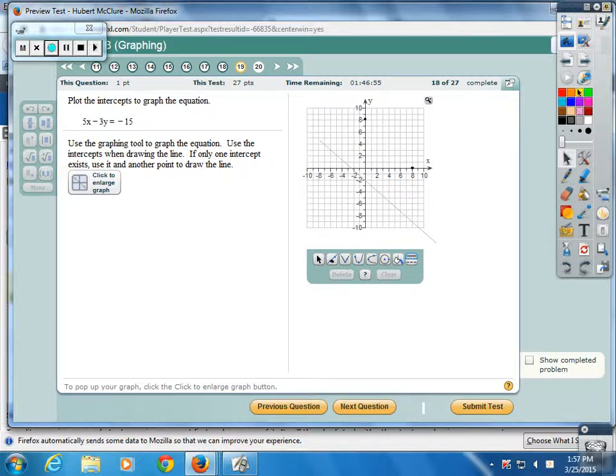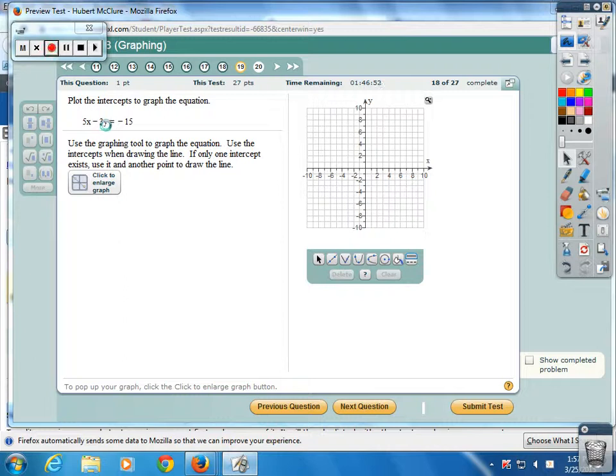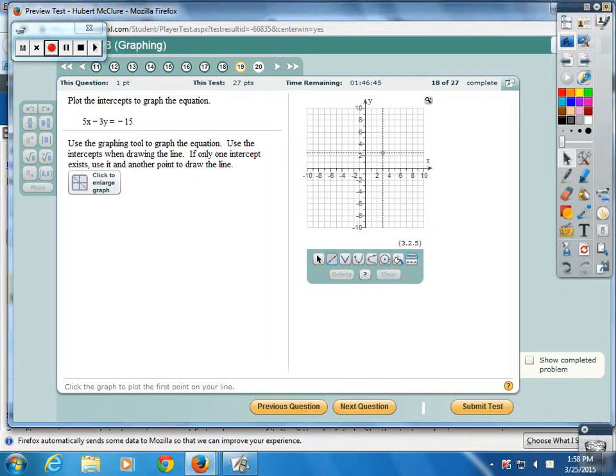Plot the intercepts. Okay, 0 for y, you get what? -3. So 0, -3. And 0 for x, you get what? Positive what? 5. There it is. Next question. Plot the intercepts. When y is 0, what do you get? -6. When x is 0, what do you get? -6.